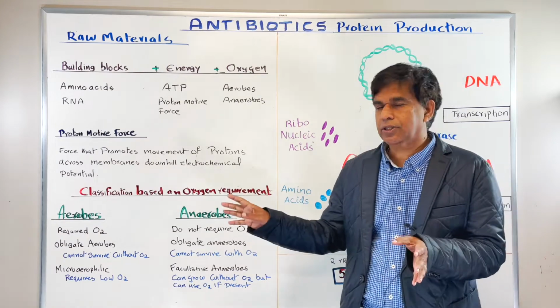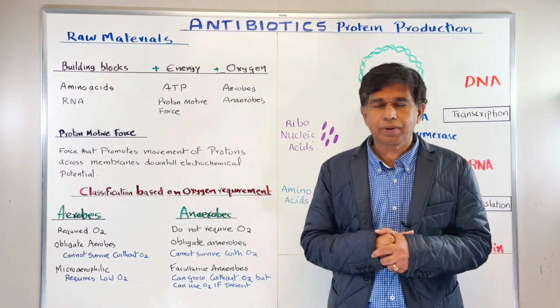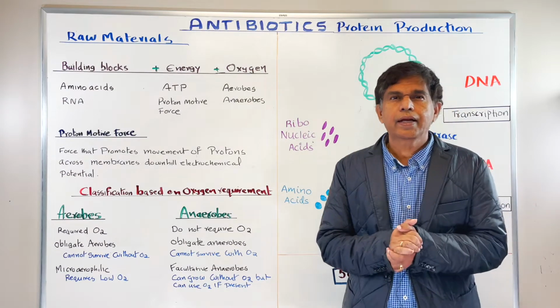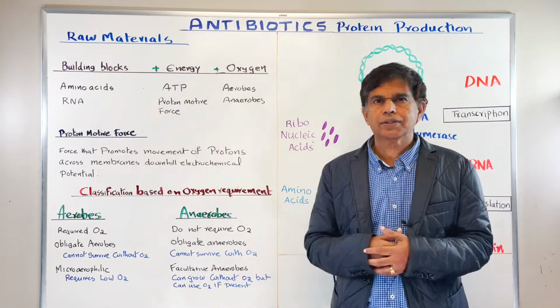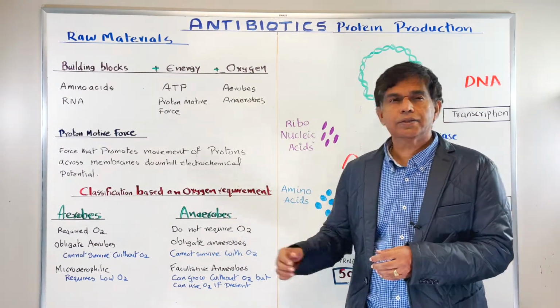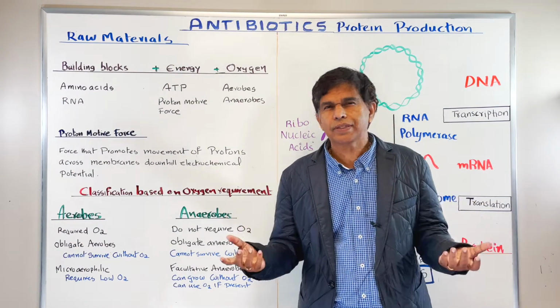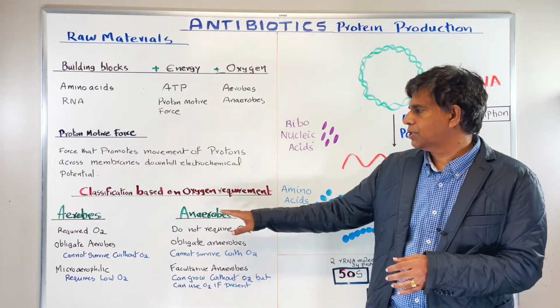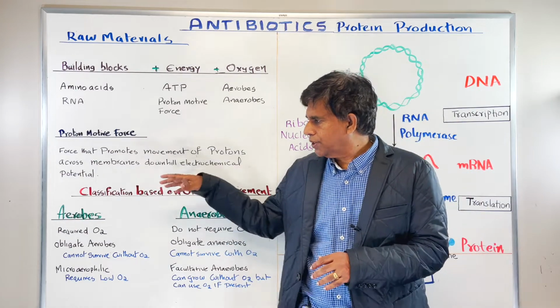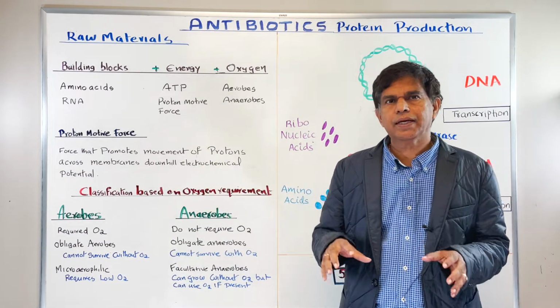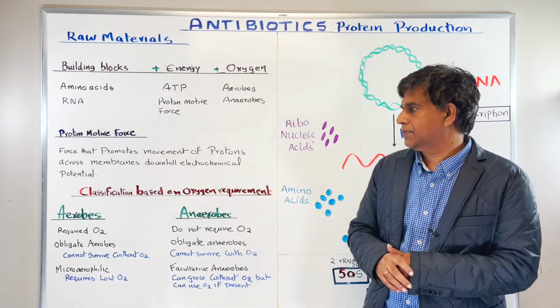Now, let's look at some examples of aerobes. You've got Mycobacterium tuberculosis, Nocardia, Lactobacillus and so on. What are some examples of anaerobes? You've got Bacteroides fragilis and Fusobacterium. Those are the two main examples. Now, let's go deeper, because there's some more classification.